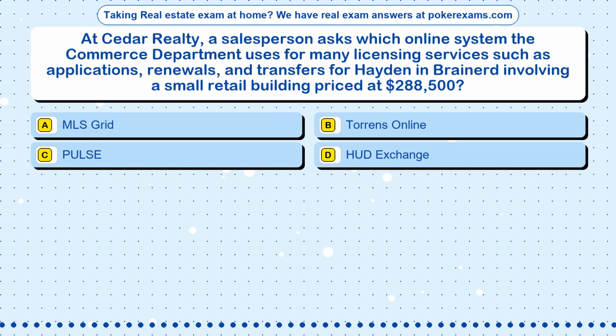Question 35. At Cedar Realty, a salesperson asks which online system the Commerce Department uses for many licensing services such as applications, renewals, and transfers for Hayden and Brainerd involving a small retail building priced at $288,500. Option A, MLS Grid. Option B, Torrens Online. Option C, Pulse. Option D, HUD Exchange.